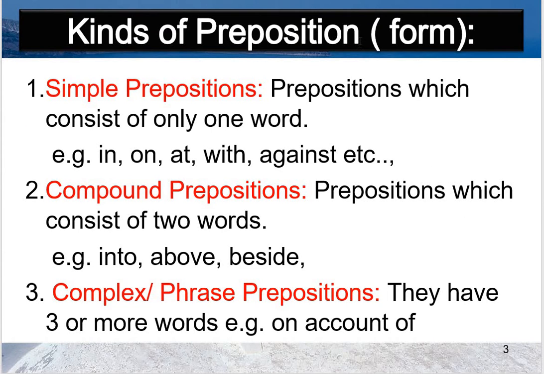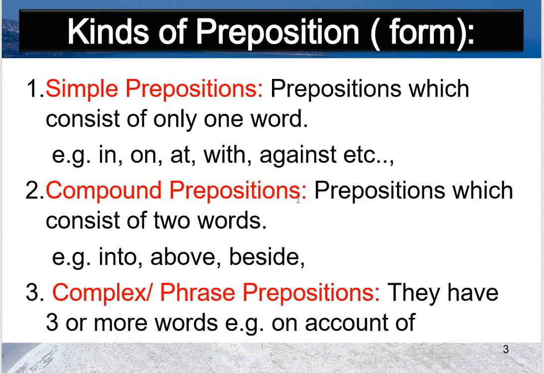There are different kinds of preposition. Kinds of preposition with respect to form. Form means its physical appearance, its grapheme, its spellings. Simple preposition: prepositions which consist of only one word. One word preposition is called simple preposition. For example, in, on, at, with, against.